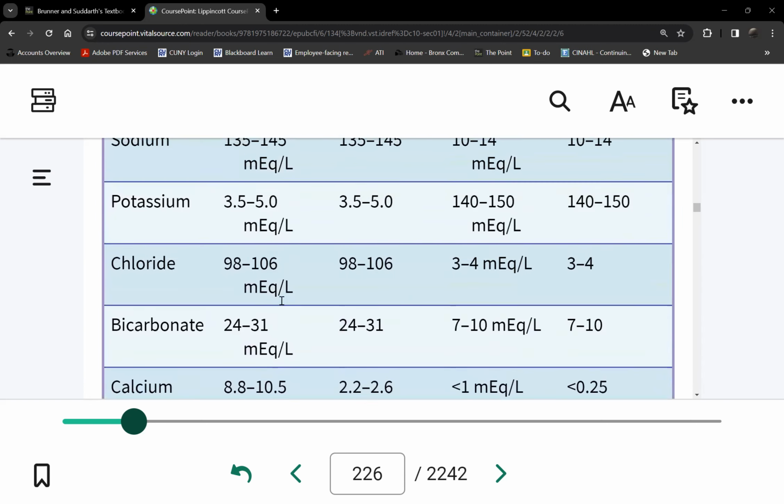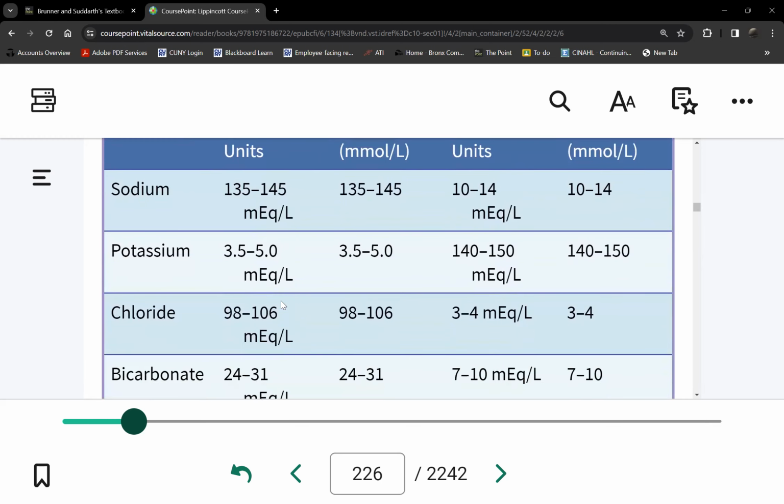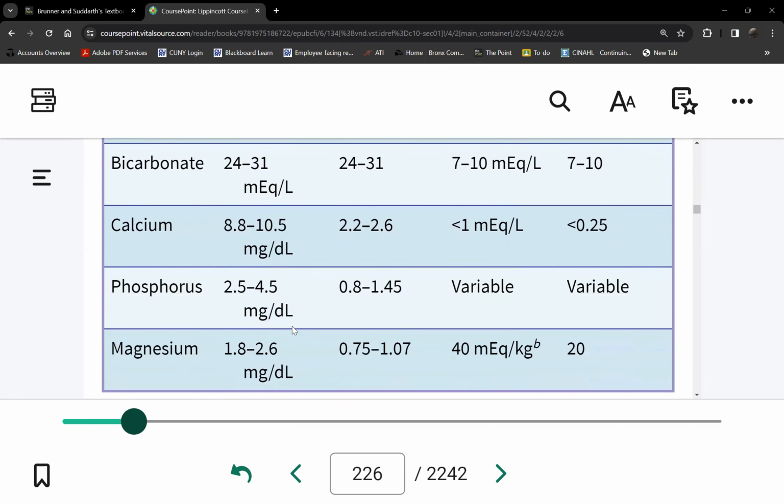I'm not saying the others are not important, but for our purpose, we'll only be testing, at least for fourth semester, exam 1, sodium, potassium, calcium, and magnesium. We'll get to phosphorus later when we get to the endocrine problems, which is exam 2, I think.